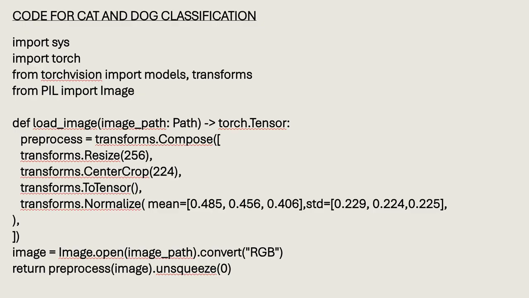Okay. Then next comes torchvision. So we are importing two things from torchvision, that is models and transforms. The purpose of models is that it provides pre-trained neural networks like ResNet. And take note that we are using ResNet here for the classification.